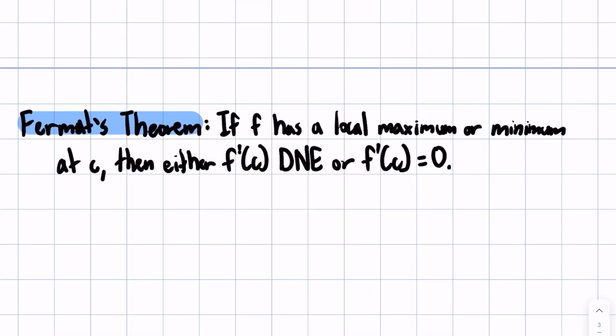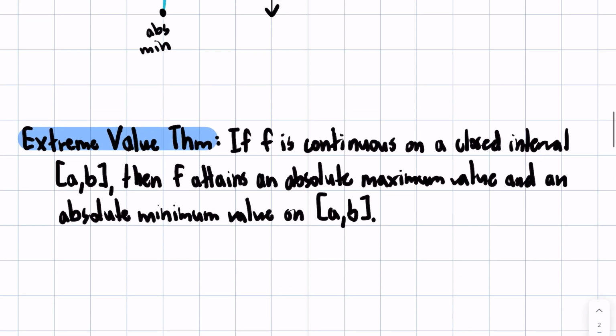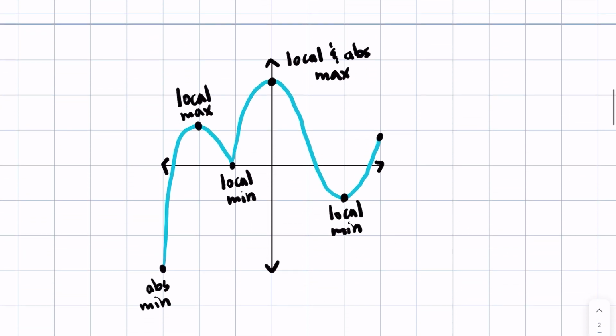Next is Fermat's theorem. It says that if f has a local maximum or minimum at a value, then either the derivative at that value doesn't exist or it's zero. Now, let's look back up here. This is talking about local maxima, right? At this point, where we have a local maximum, if we were to draw a tangent line here, the slope of it is 0. And so the derivative at that point is 0. Now looking at this, it's a sharp corner, and at sharp corners, the function is not differentiable. So here, the derivative doesn't exist.